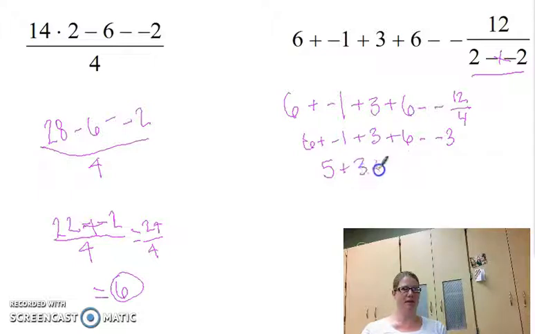Again, I'm going to keep everything else the same, just to keep it organized. And then I have 5 plus 3 is 8, plus 6 minus negative 3. Again, left to right, 8 plus 6 is 14. And then minus a negative becomes plus. So this is 14 plus 3, which gives me 17. All right, we'll go ahead and practice some of these.